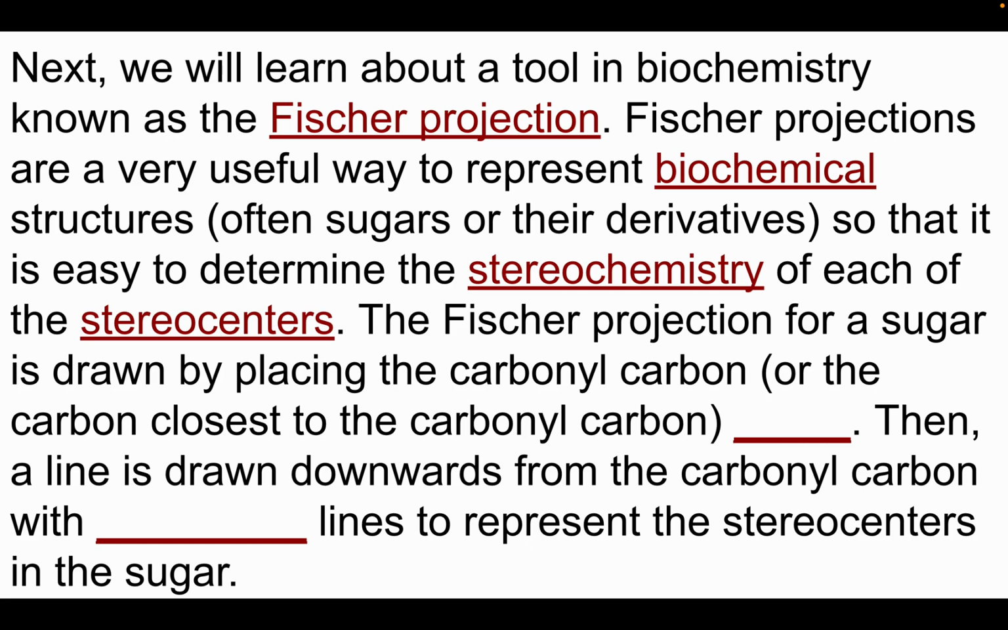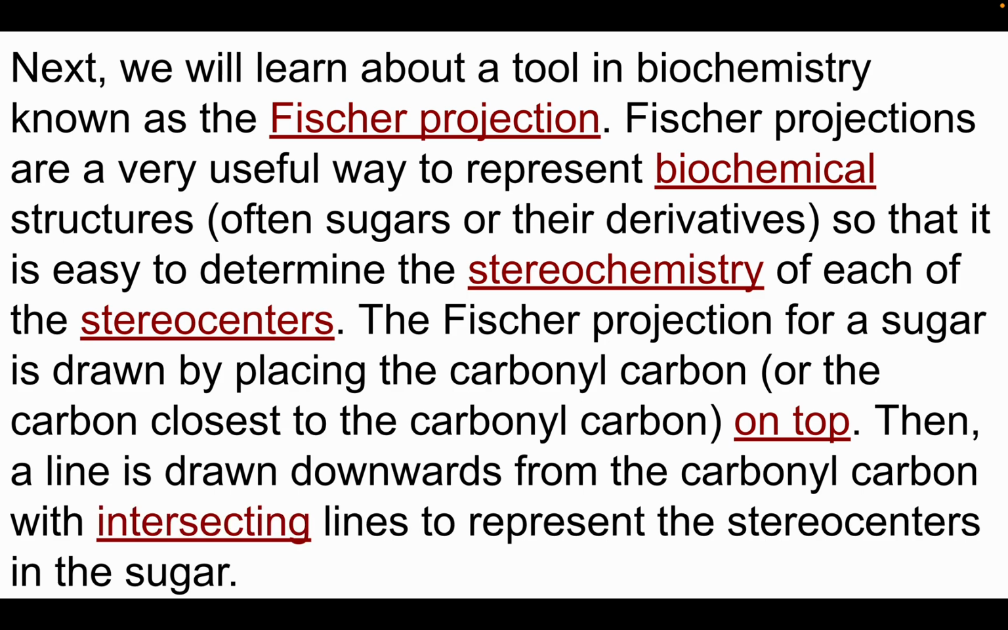I'm assuming a lot of you found this warm-up a little bit difficult to assign priority for each of those stereocenters. It's going to be a lot easier with the Fischer projection. The Fischer projection for a sugar is drawn by placing the carbonyl carbon, or the carbon that's closest to the carbonyl carbon, on the top. And then a line is drawn downwards from the carbonyl carbon with some intersecting horizontal lines to represent the stereocenters in the sugar.